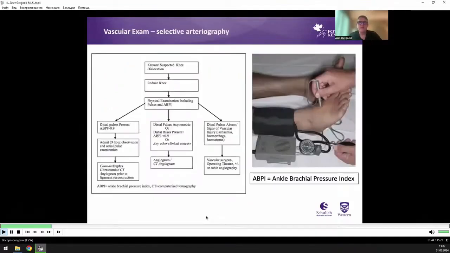When thinking about the vascular examination, we utilize selective arteriography with ankle brachial pressure indices, really helping us determine whether or not we need to do anything regarding arteriography. An ABI of greater than 0.9 just requires observation, an ABI of less than 0.9 requires CT angiogram, and of course a pulseless limb needs urgent vascular assessment.